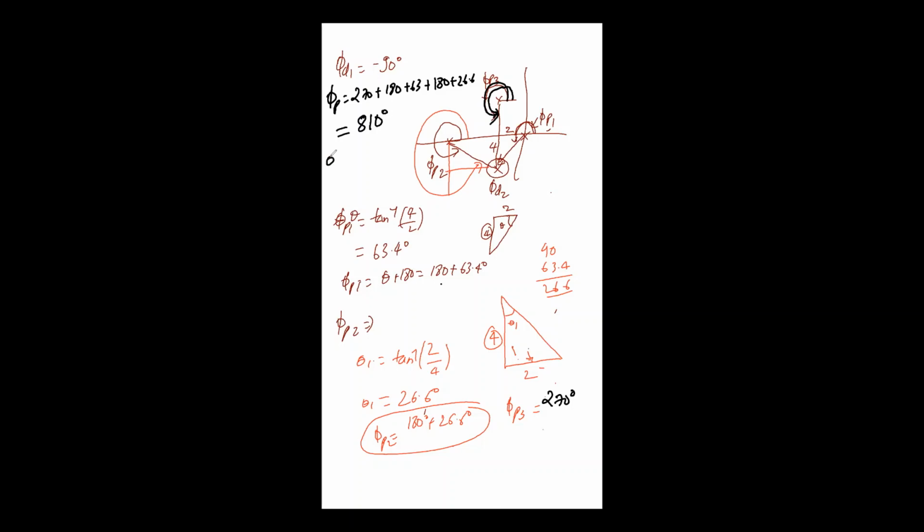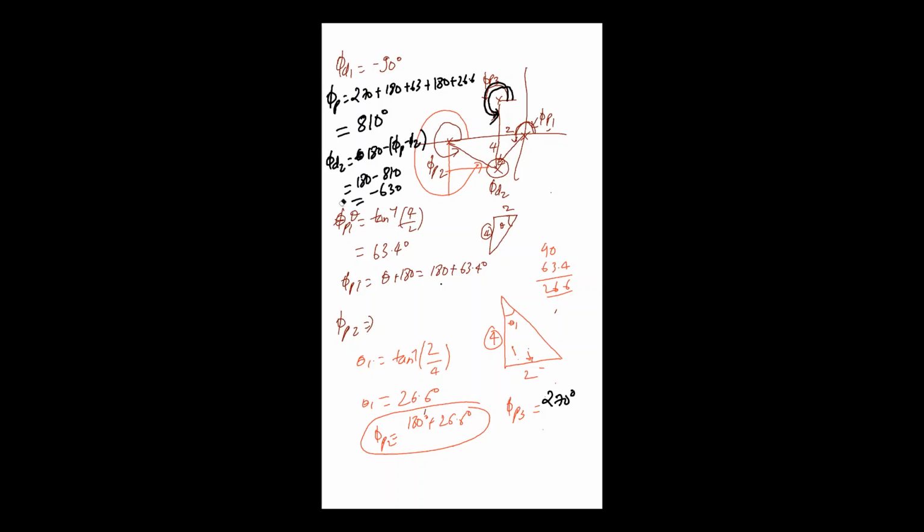So phi d2 will be 180 degree minus phi p minus phi z, that is 180 degree minus 810 degree minus 0. Sorry, 180 degree minus of 810 degree. So this will be equal to minus of 630 degree. So phi d2 we got.